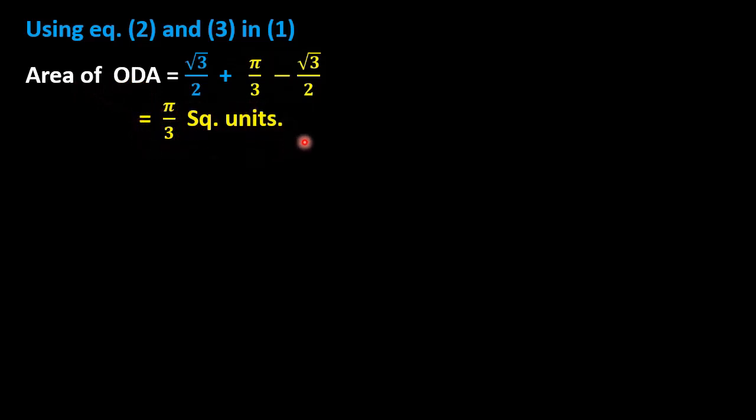Now we use equations 2 and 3 in 1, and we get the area of ODA, which is the total area, equals root 3 by 2, which we got from equation 2, plus pi by 3 minus root 3 by 2, which we got from equation number 3. So root 3 by 2 minus root 3 by 2 gets cancelled and the final answer will be pi by 3. So the area of ODA equals pi by 3 square units. So this is the answer.